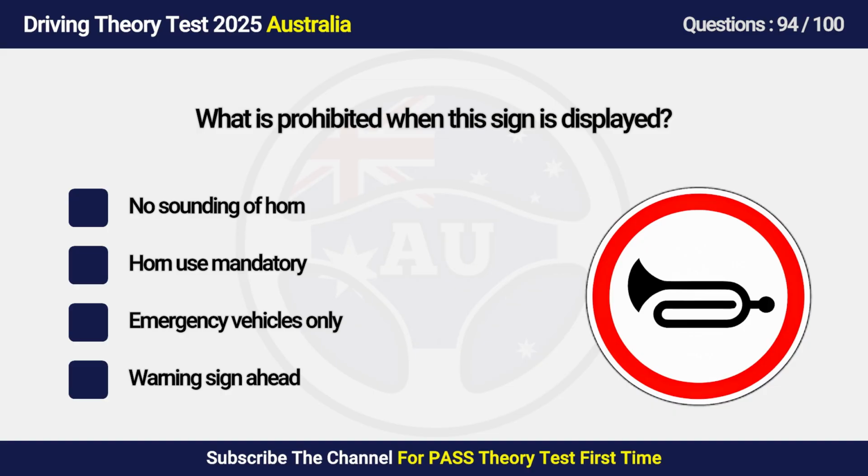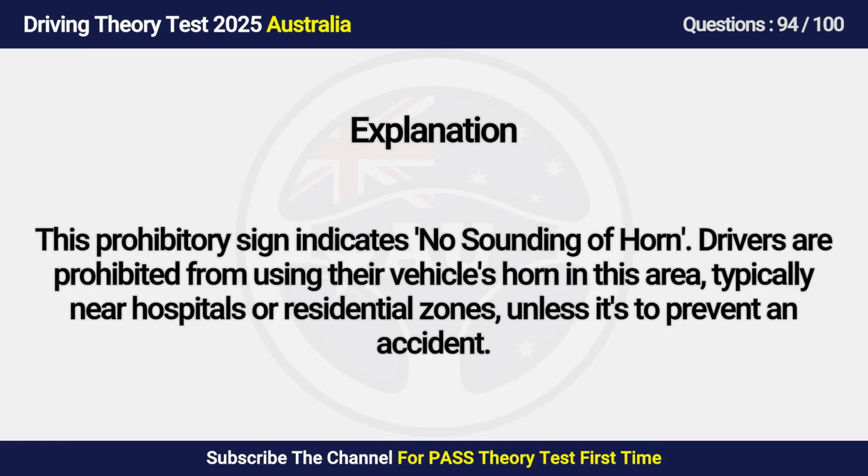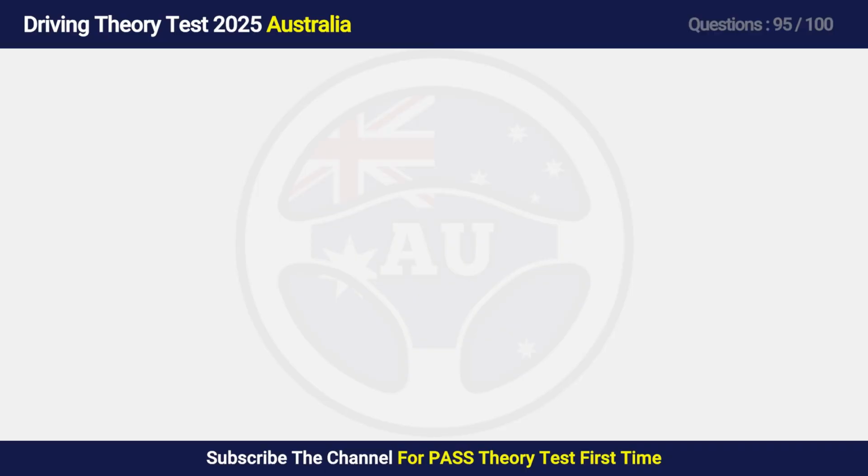Question 94. What is prohibited when this sign is displayed? A. No sounding of horn. B. Horn use mandatory. C. Emergency vehicles only. D. Warning sign ahead. Answer is A. No sounding of horn. This prohibitory sign indicates no sounding of horn. Drivers are prohibited from using their vehicle's horn in this area, typically near hospitals or residential zones, unless it's to prevent an accident.